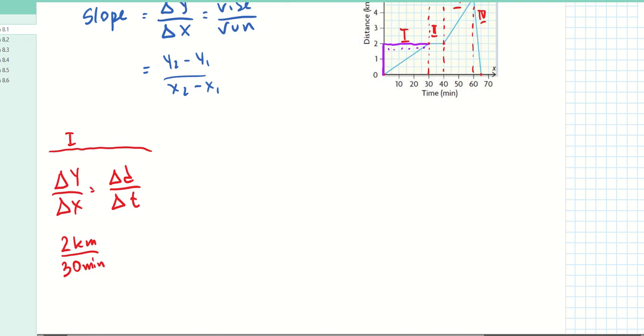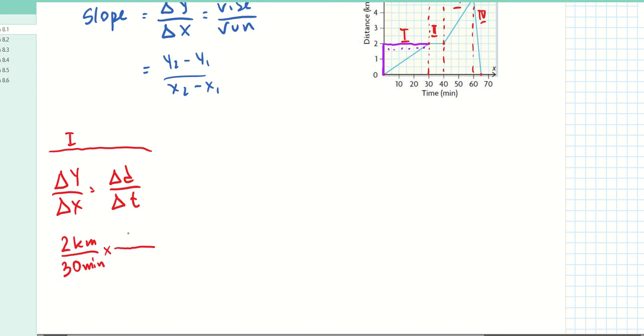Now, kilometers per minute is not really a usual measurement for speed. So let's convert to kilometers per hour, because kilometer per hour is probably the most common unit that we use, at least here in Canada. So we know that there are 60 minutes in an hour, so all we have to do here is get rid of the minutes and change this to hours.